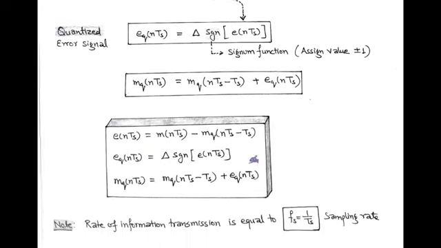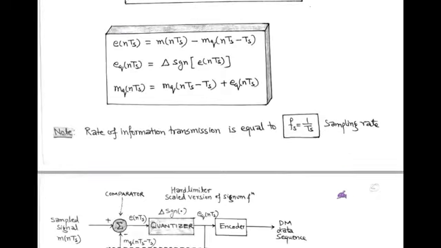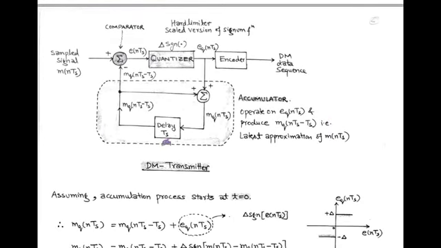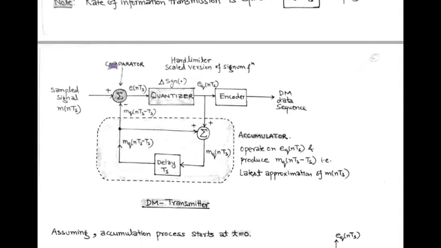Here we note a point: in delta modulation, information is transmitted at the rate of the sampling frequency, which is equal to 1 upon Ts, and this is called the sampling rate. The block diagram of the DM transmitter is shown in the figure. This DM transmitter is based on the set of three discrete time relations. The DM transmitter consists of a comparator, quantizer and accumulator. An accumulator is composed of an adder and a delay Ts, that is the sampling period.